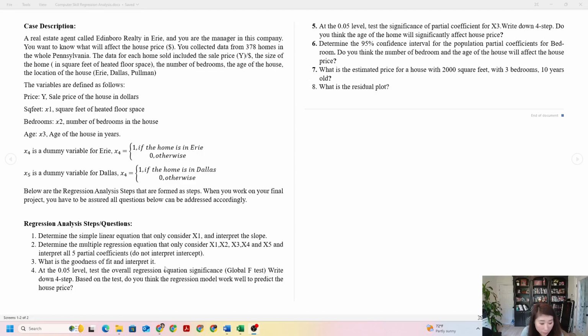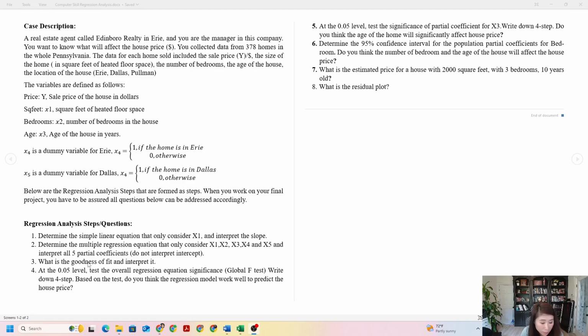Okay, in this video, we're going to look at question number 3. What is the goodness of fit and interpret it? So remember, we talked in the lecture about the steps to do the regression analysis. You always get your regression equation first, and then you need to test the goodness of fit of your model, basically to see how well the model you built fits your data set. So we call it goodness of fit.